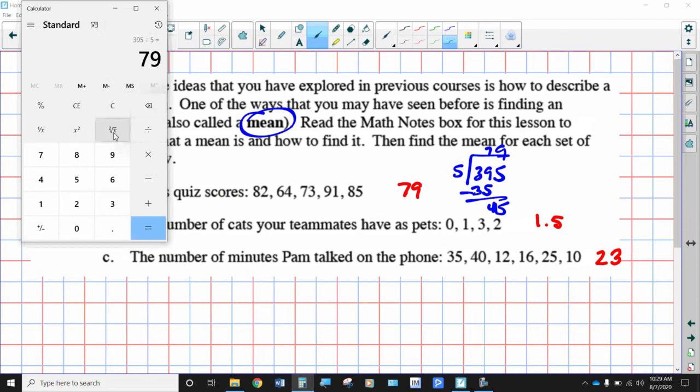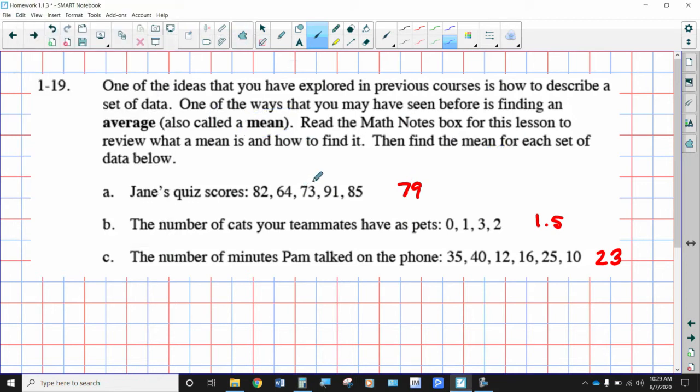Now remember, the calculator is a tool to be used when we're problem solving. And I consider finding the mean to be problem solving. If I'm asking you how to multiply 2 numbers together, you're not allowed to use your calculator for that. You need to know how to multiply. If I ask you how to add two integers together, you're not allowed to use your calculator. I want to know if you can add positives and negatives together.